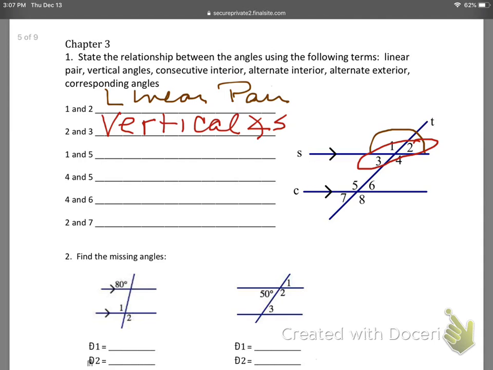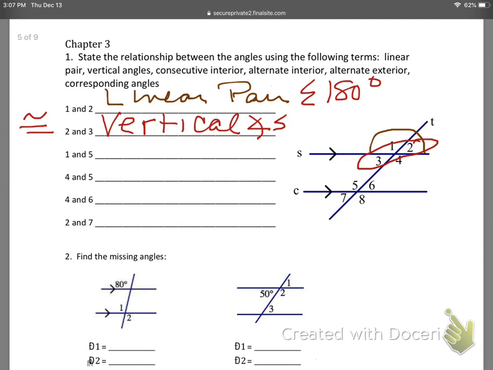Okay, so we're going to do some work as we go. Linear pairs sum, that's the sum symbol, to 180. So they sum to 180. You want to know that. Vertical angles are always congruent. Okay, so 1 and 5 come next.